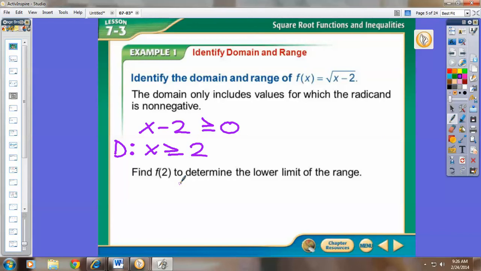Now that's the smallest number I can put in for x, which we already knew prior to finding this, right? Now I want to know what's the smallest number I can get out. Well, to do that, we're going to find f of 2. We're going to put in this smallest input to figure out either our smallest or largest output, depending on what the graph looks like. So let's put f of 2 into our function. We've evaluated functions before. We can do this.